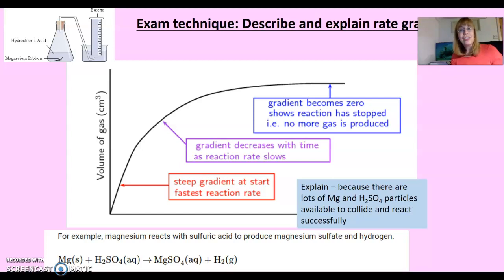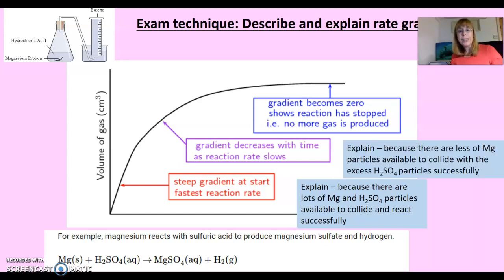Why does it start to decrease with time and the gradient becomes less steep? Well, that's because with time there's less magnesium particles available to collide with the excess sulfuric acid particles successfully, and therefore it slows down.